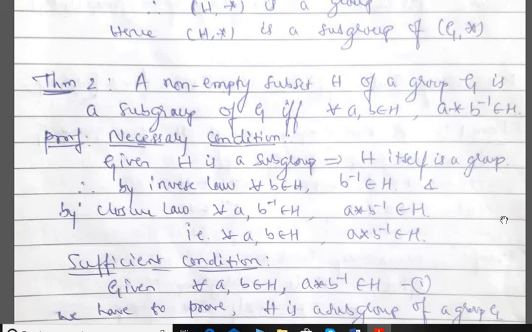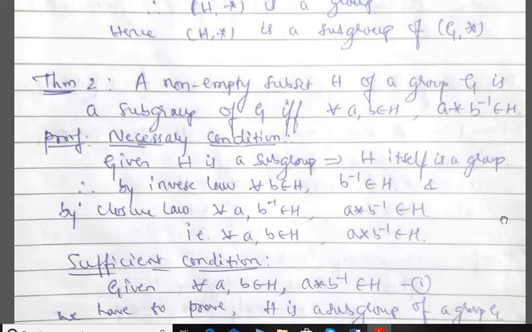As with our previous theorem, here also we can prove the necessary condition simply. Given H is a subgroup, that means H itself is a group. H is a subgroup means by definition that the set H itself is a group. Therefore by the inverse law, for all B belongs to H, we can find its inverse B inverse in the same set H. And then by the closure law, if we take the two elements A and B inverse, it is also an element of H. So A star B inverse belongs to H. That means for all A, B belongs to H, A star B inverse belongs to H. So that is the necessary condition.